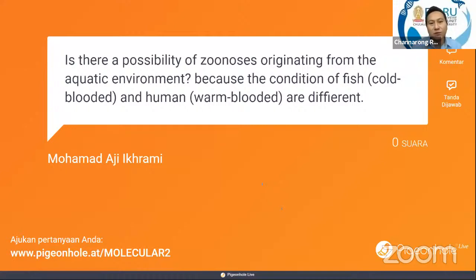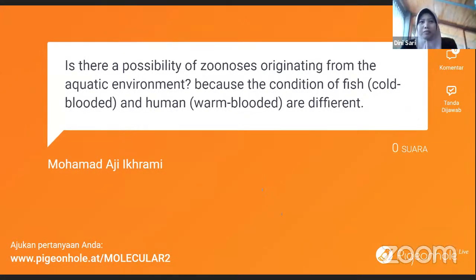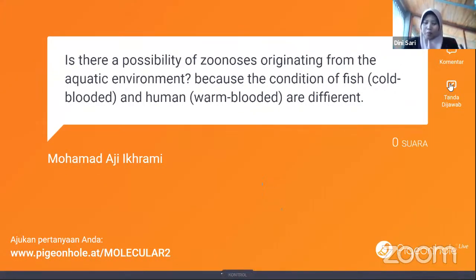Or immunocompromised patients who work with fish farms. They can be infected with some zoonotic pathogens also. Even Aeromonas species can infect immunocompromised patients also. There are still a lot of zoonotic pathogens that can be transmitted from fish to humans. Yes, thank you, Professor Channarong. At least Mycobacterium and Streptococcus have already been reported to infect human beings. Thank you, Dr. Dini.